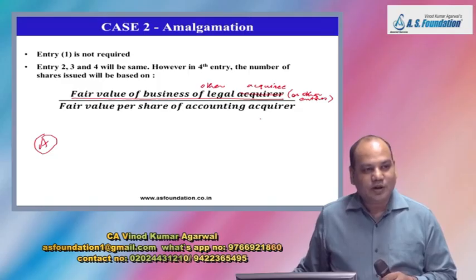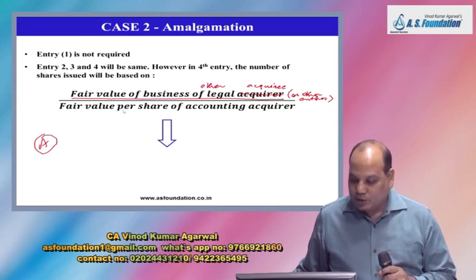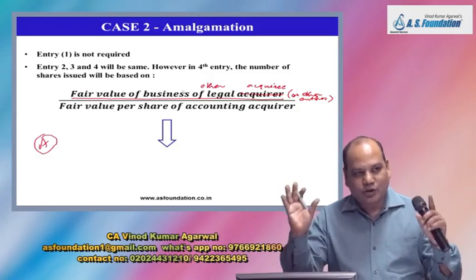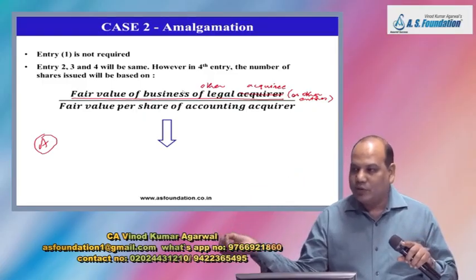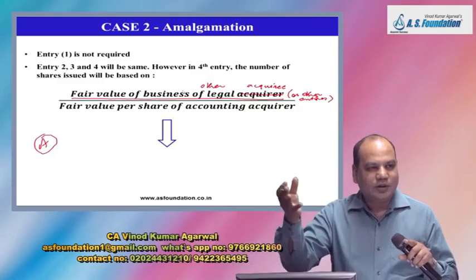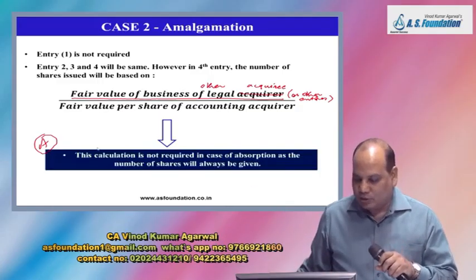If B Limited is treated as accounting acquirer, then A's fair value of business upon fair value per share of accounting acquirer. So we have to issue shares to A Limited. 10,000 is their value. Fair value of one share of B is 50 rupees. So 10,000 divided by 50. Those many shares will be issued. Write a note and move forward.